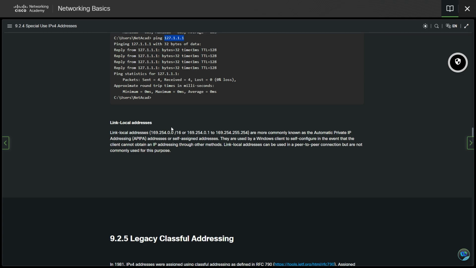And link local addresses. Link local addresses are more commonly known as automatic private IP addressing, APIPA addresses, or self-assigned addresses. They are used by a Windows client to self-configure in the event that the client cannot obtain an IP address through other methods. Link local addresses can be used in a peer-to-peer connection but are not commonly used for this purpose.